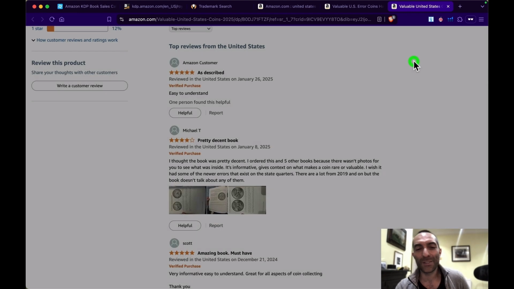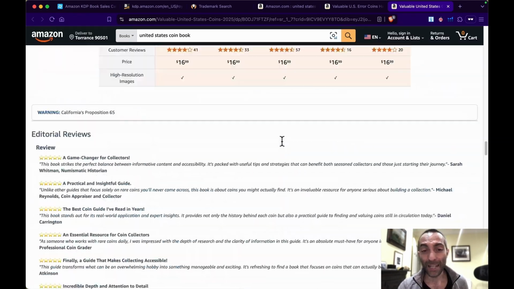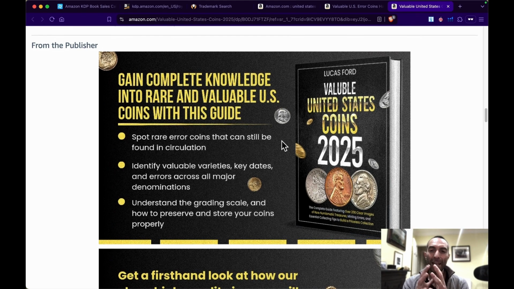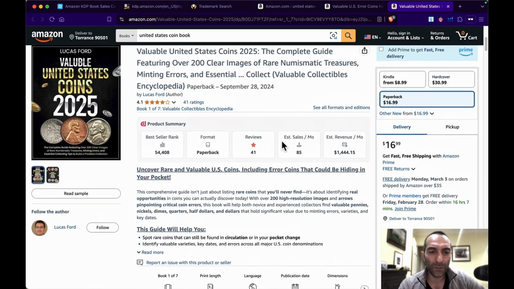Give him 5 star if it's a pretty decent book, is it? One of the worst books anyone can buy. Not expertise here, not order or random section. You see, it seems to me like people collecting these coins, obviously they're collecting coins, so they're very picky at looking at what is there, what is not there, if one thing is correct or if it's not correct.